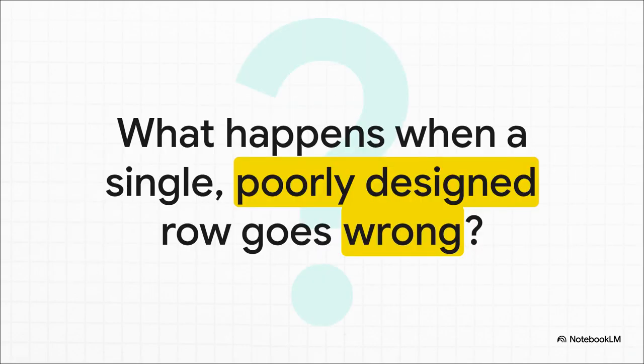This might feel like a pretty technical detail, but it is the absolute bedrock of our modern digital world. Everything from your bank balance to your medical records relies on well-designed, normalized data. It really makes you stop and think, doesn't it? In a world that is so completely built on data in tables, what are the real-world consequences when a single, poorly designed row goes wrong?